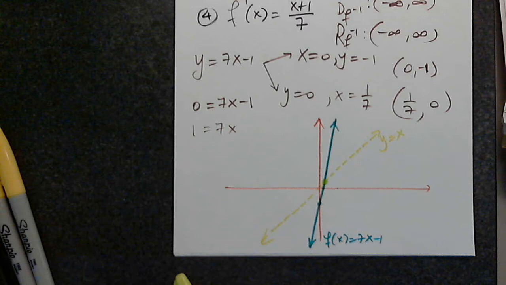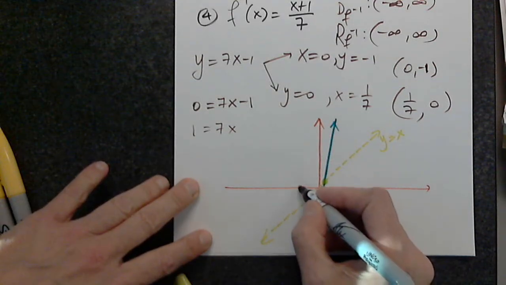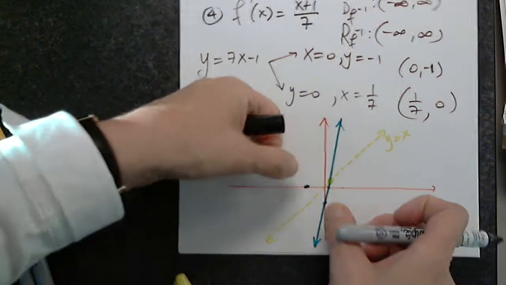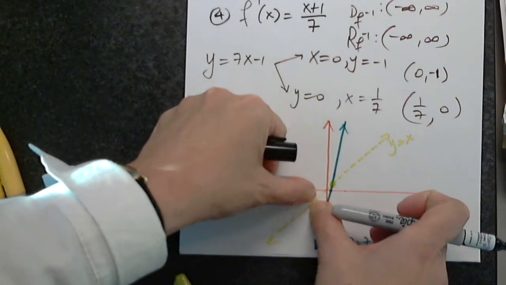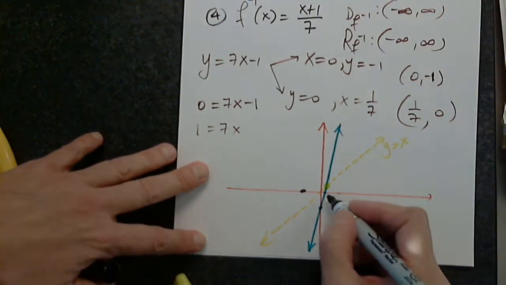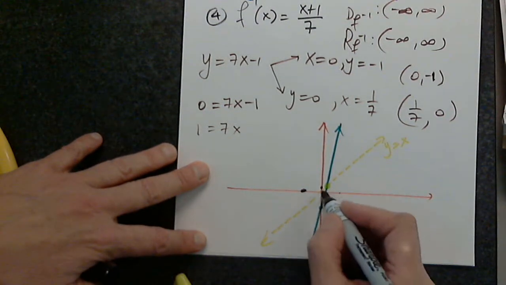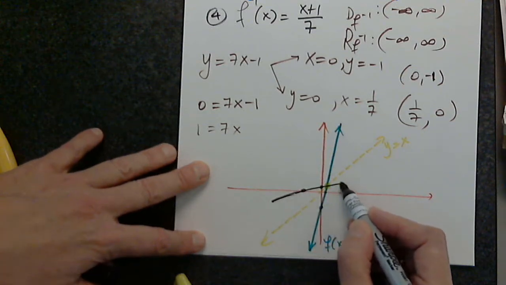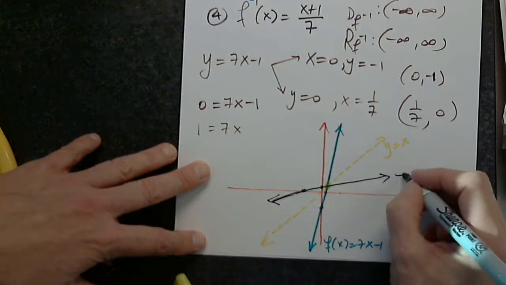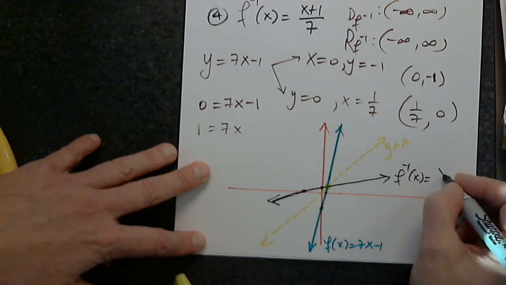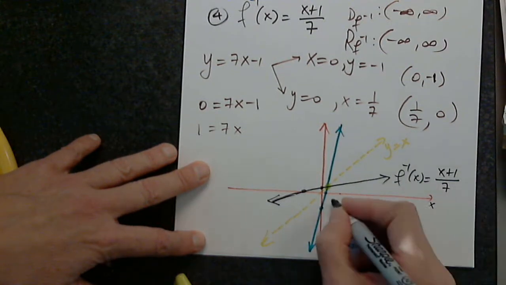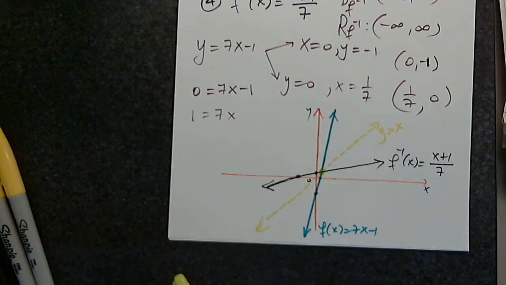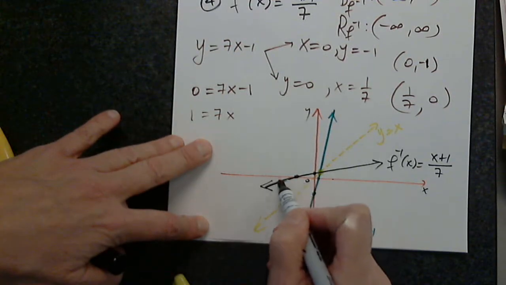Exactly. So this point is right here. They have to be symmetric. This and this have to have the same distance from the line of symmetry. And this one is 1/7, so it goes this way. So here is the inverse function. And I did not calculate anything for it. And this is x plus 1 over 7. Of course, my graph is not perfect. Forgive me.